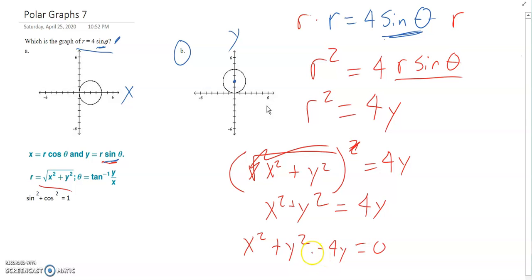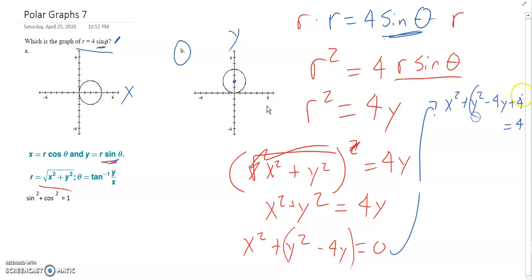Right here, if I look at these values with y, I could actually complete the square and add 4 to both sides, and I'll have my equation. So if I add 4 at the end of this, let's continue this right here. Now I have completed that square, so I have y minus 2, and obviously I added 4 to the left side, so I had to add it to the right side. I get x squared.